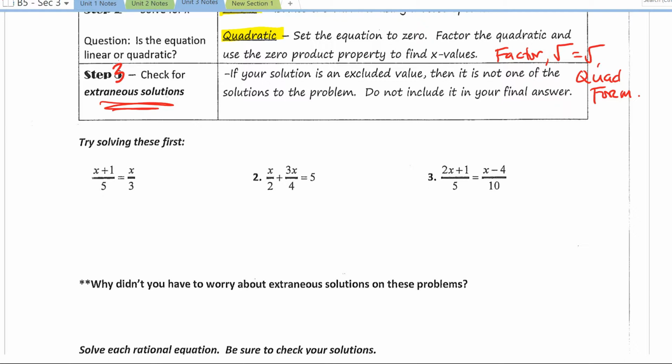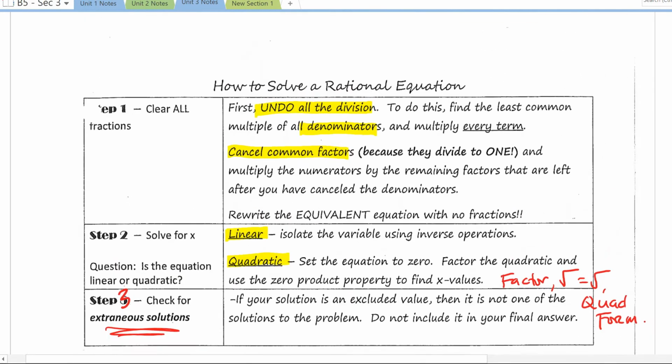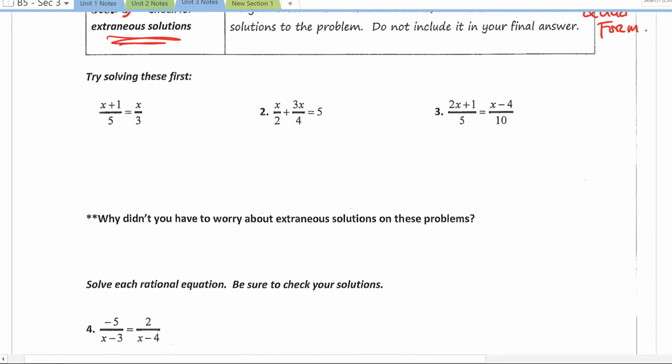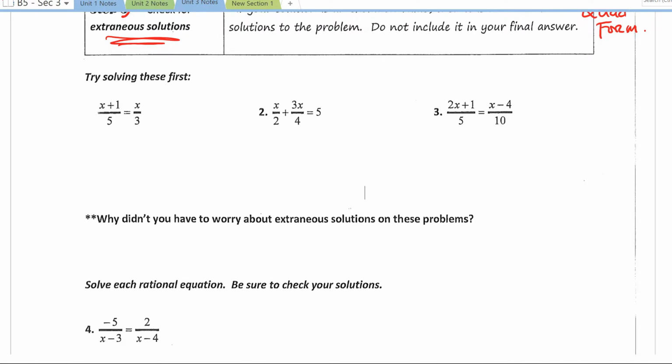So here we go. We are now on page 13. We have talked about how to solve a rational equation, and now we're going to try some simple ones, and then we'll get into some harder ones. Here's the first one. We'll start with this first problem and the third problem because they're pretty similar. You have two fractions that are set equal to each other.